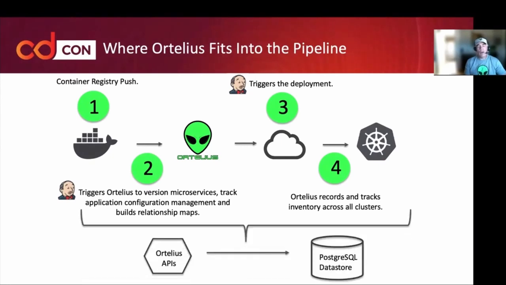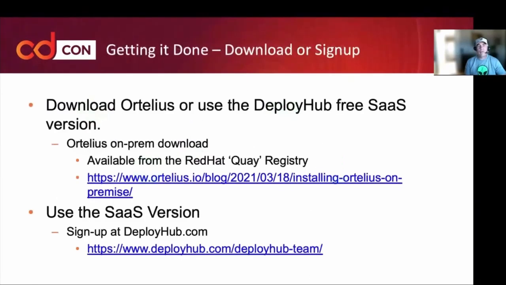So what we do on the Ortelius side is we use our RESTful APIs to interact with the Jenkins pipeline, and we store this metadata that we're collecting, this catalog data, around the microservice and push it up into the Ortelius Postgres database.